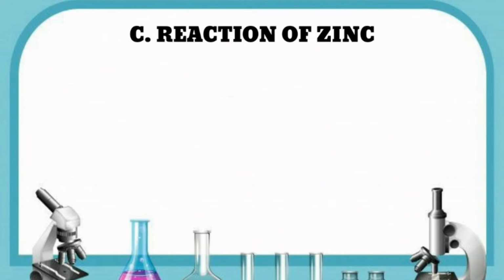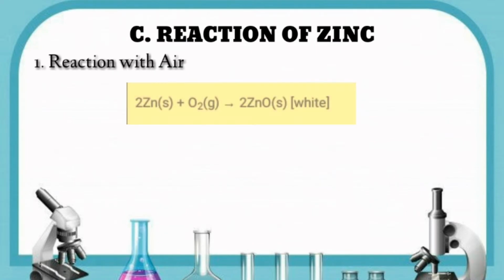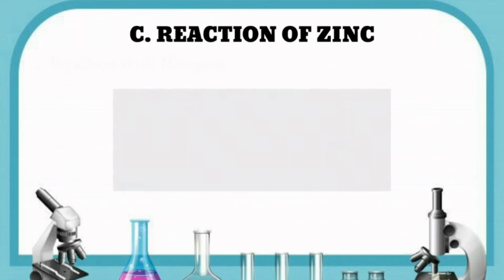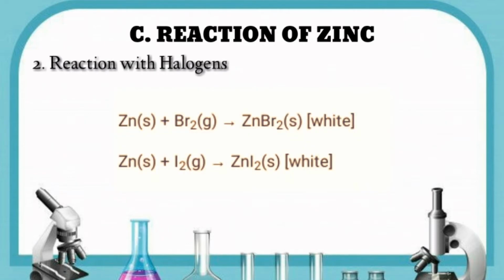Now we learn about reactions of zinc. First, reaction with air. Zinc metal burns in air to form the white zinc oxide, like this reaction. Next, reaction of zinc with the halogens. For example, reaction of zinc metal with bromine and iodine to produce white sediment.